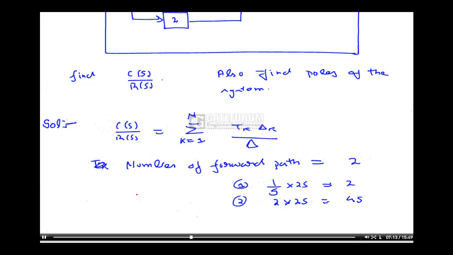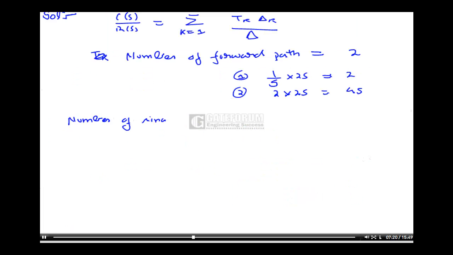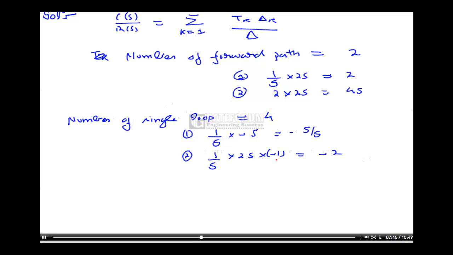Now coming to the loops, the number of single loops will be equal to 4. One is 1 by s into minus 5, which is equal to minus 5 by s. Another one is 1 by s into 2s into minus 1, which is equal to minus 2. The third loop is 2 into 2s into minus 1, which is equal to minus 4s. The fourth loop is 2 into minus 5, which is equal to minus 10.